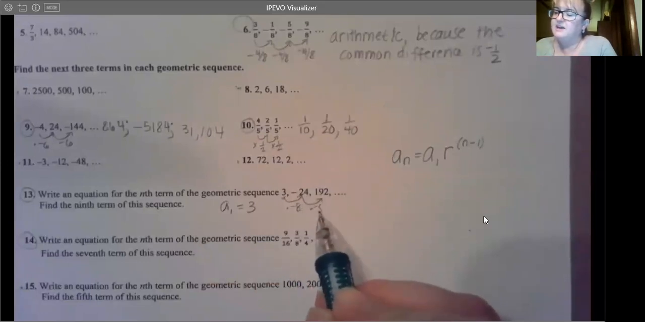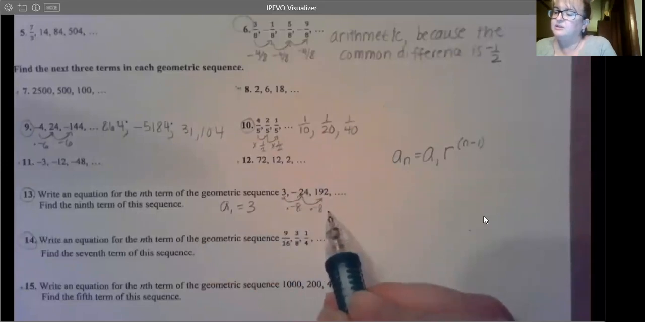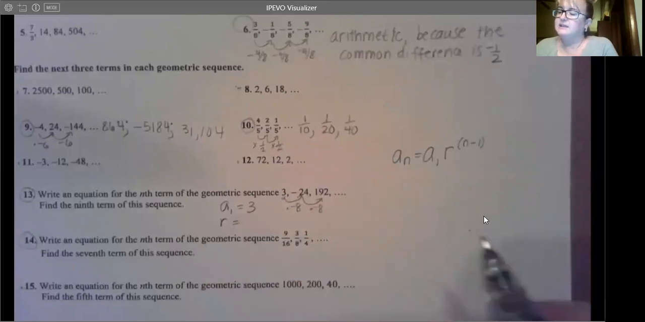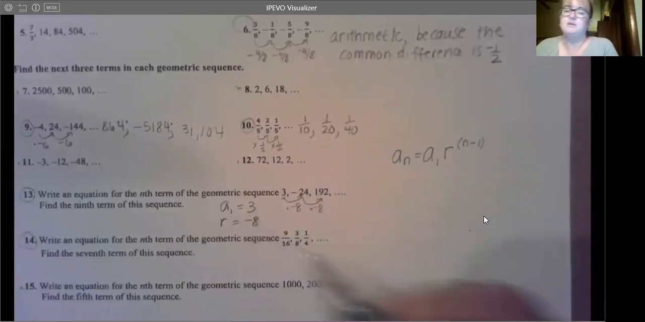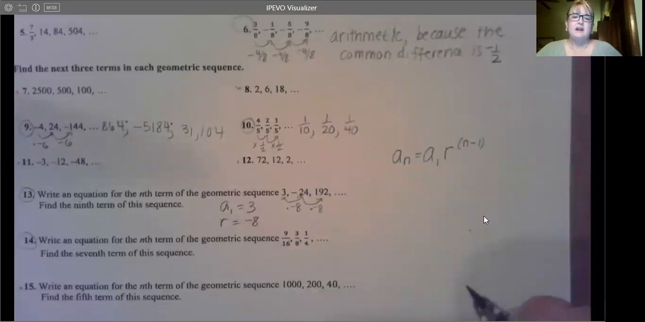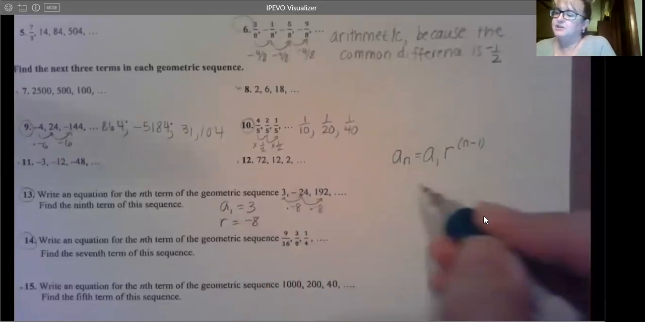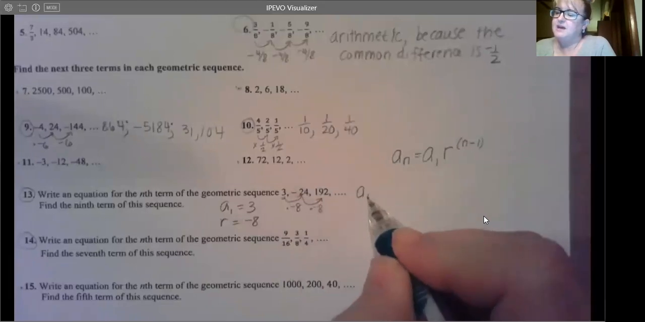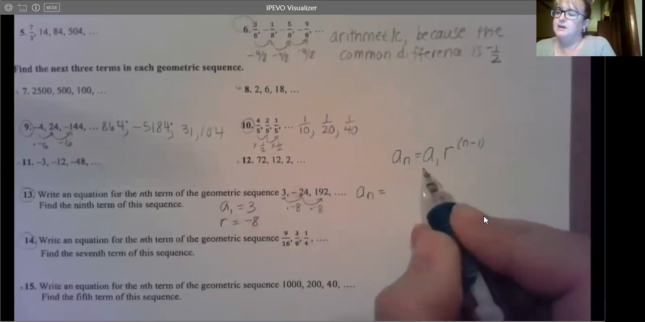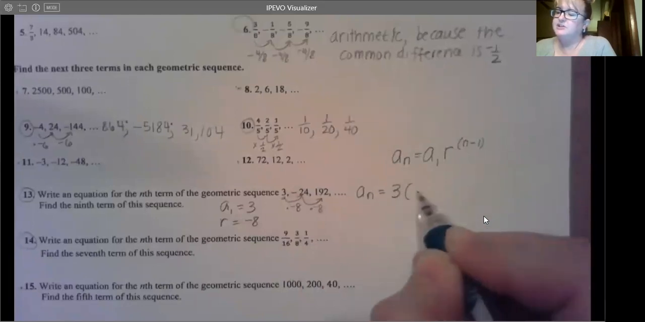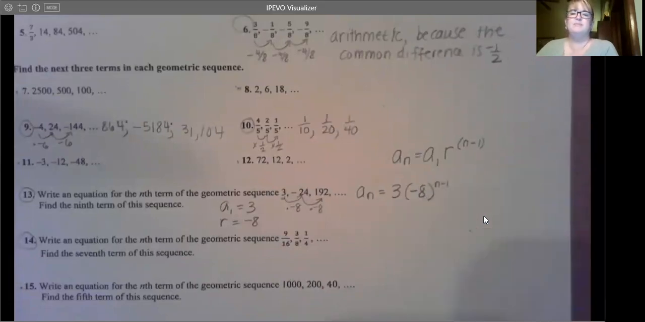24 times -8 is 192, positive 192. So R is -8. Now that I have this, I need to put it into this equation. So A sub n is equal to A sub 1, the first term is 3, times the ratio, -8, to the n minus 1 power.